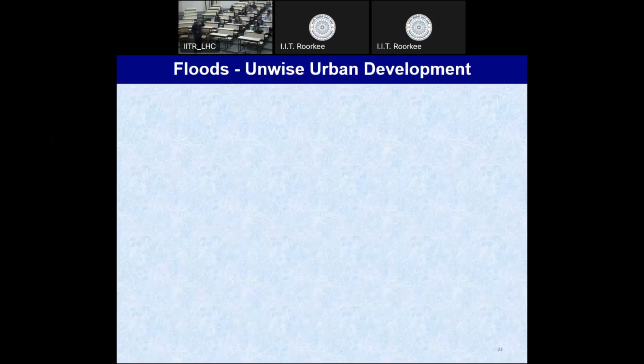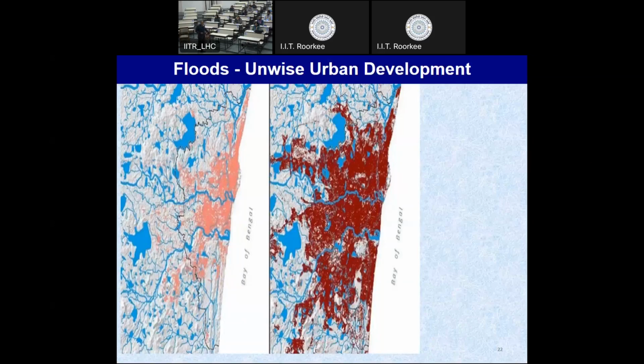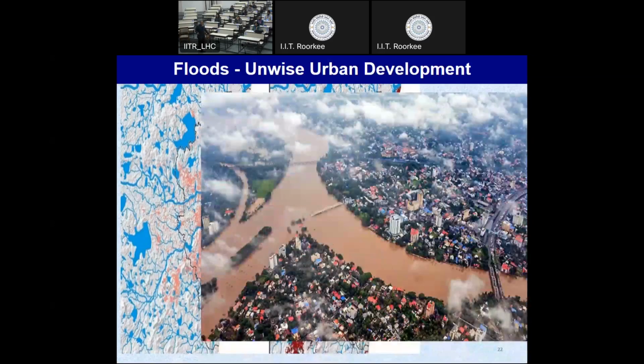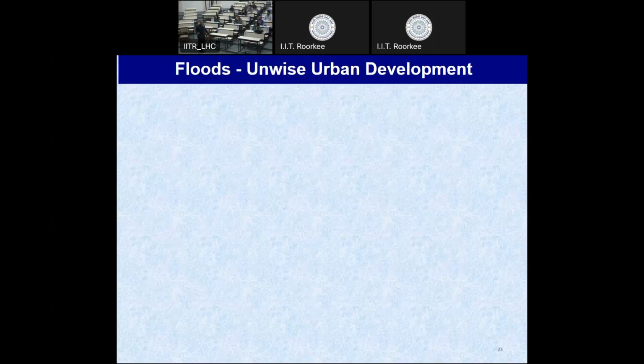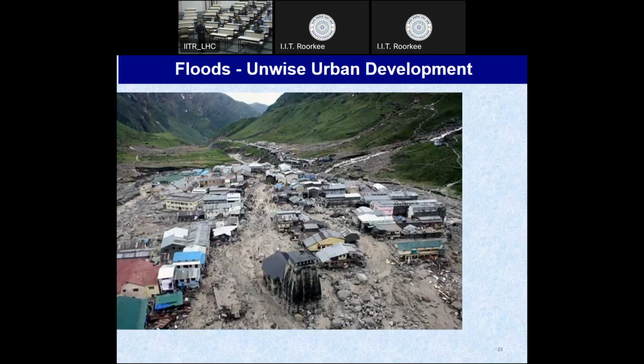Okay. Now, this growth sometimes leads to very huge devastation. So this is the picture from our famous Kedarnath. There was a huge flood in this part in 2013, and there was considerable damage. And one reason behind this damage was, of course, the very high flood, but another reason was again unwise development.